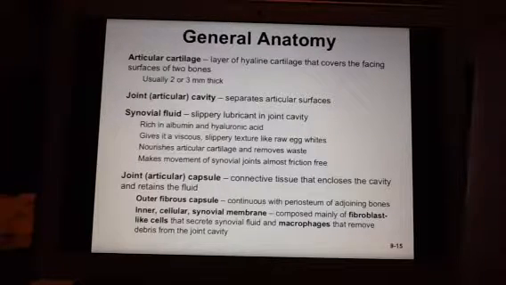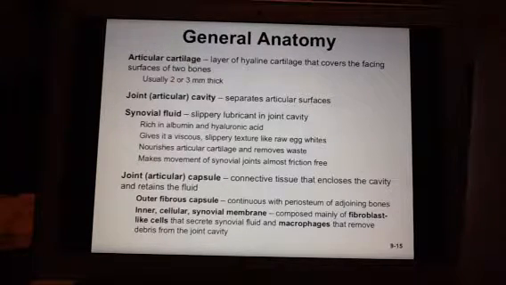The articular cartilage is a hyaline cartilage. It covers the facing surfaces of the two bones. We said that it covers the end of the long bones. It can be 2 to 3 millimeters thick. And in between, we see a joint cavity. I'm going to call it a joint cavity, not an articular cavity. And then within the joint cavity is synovial fluid.